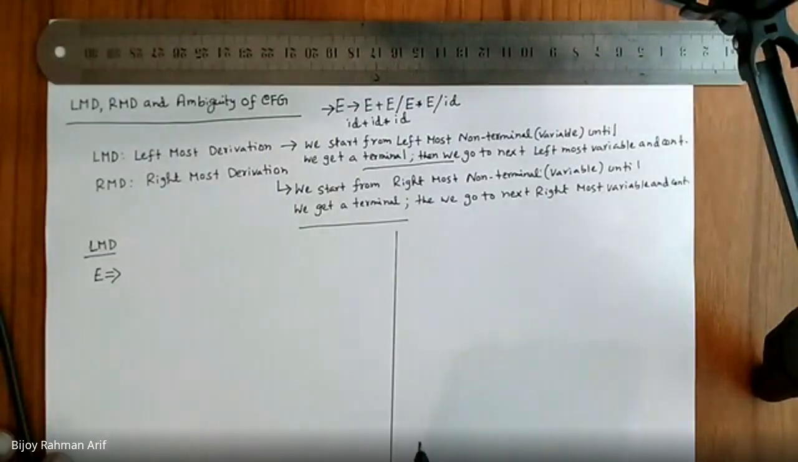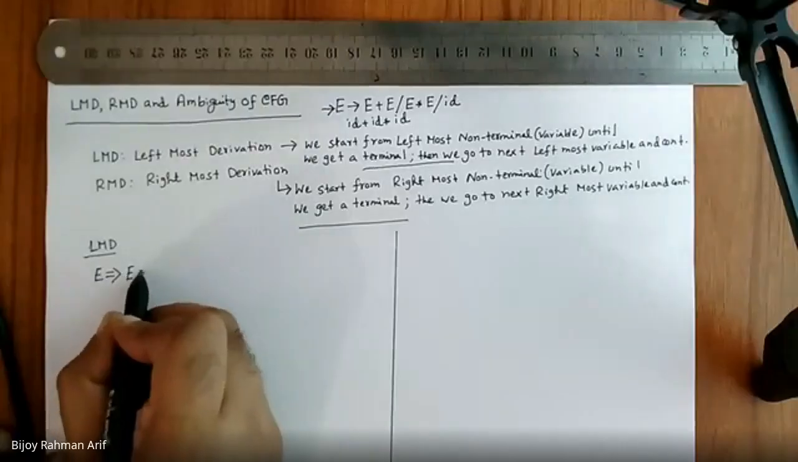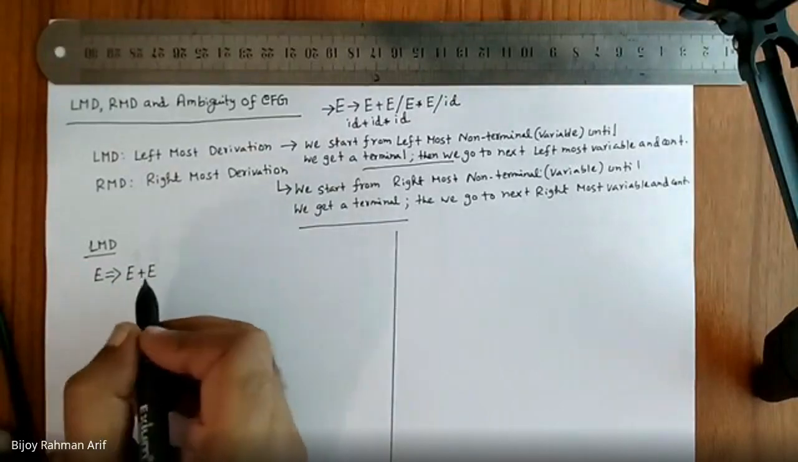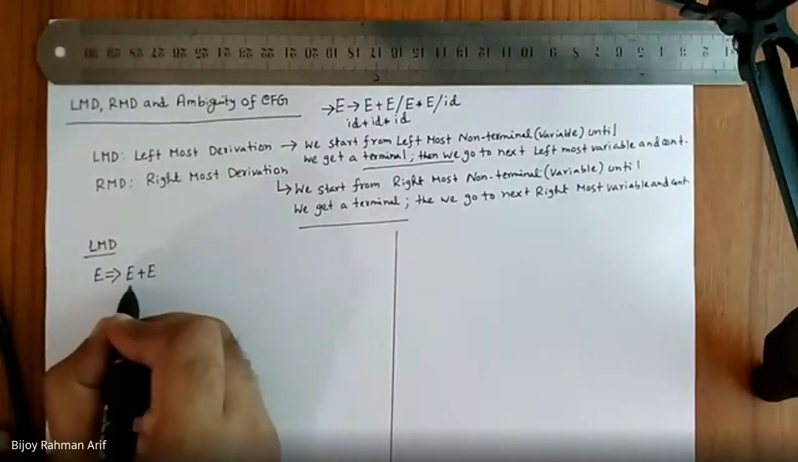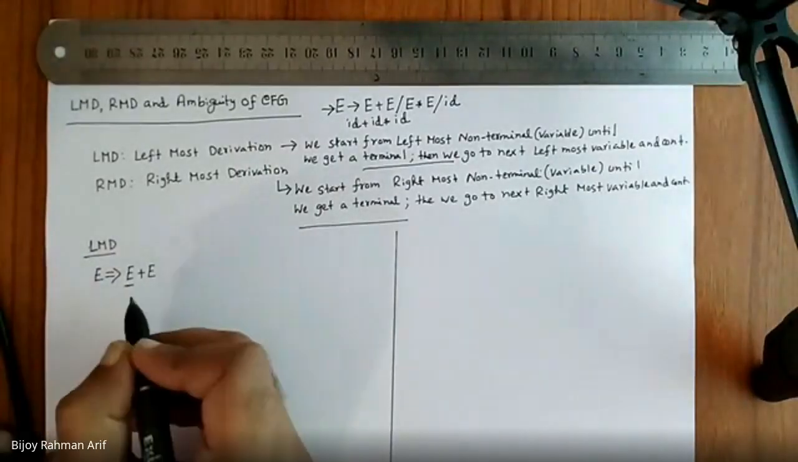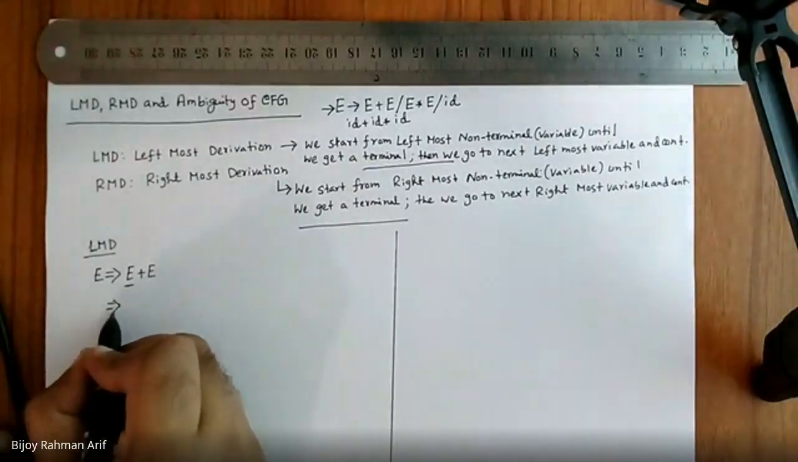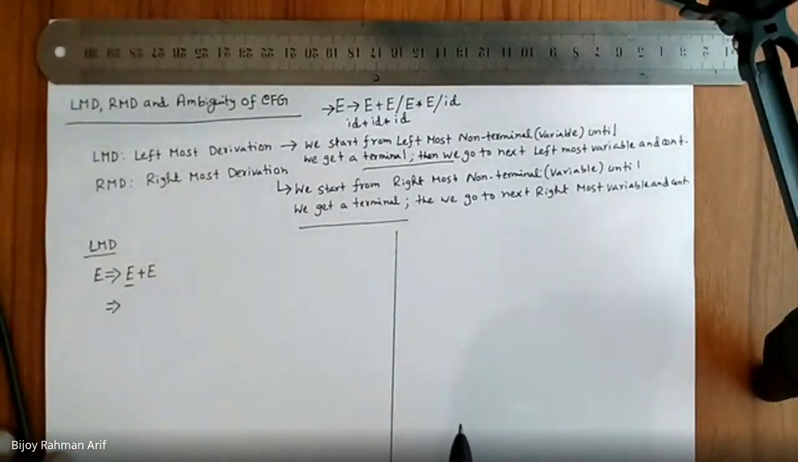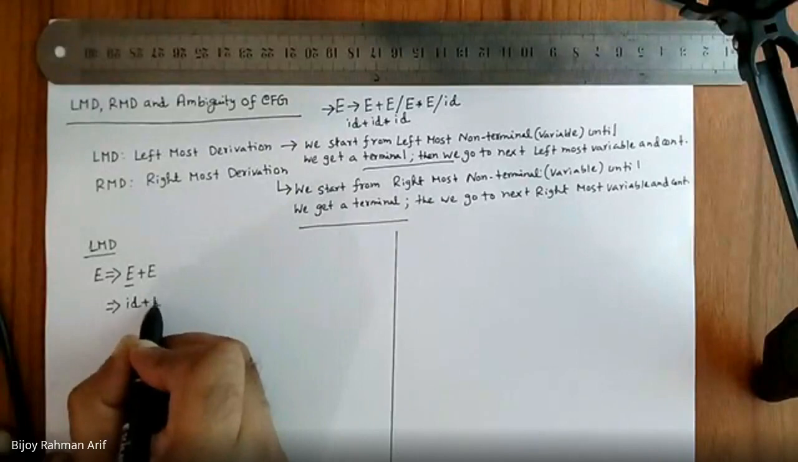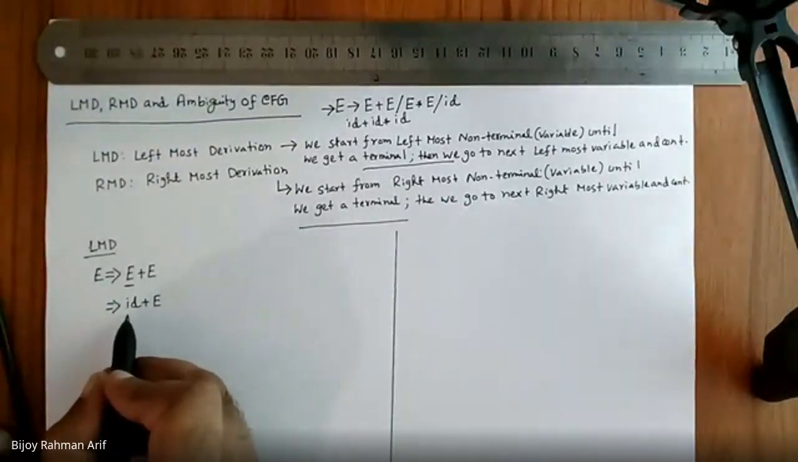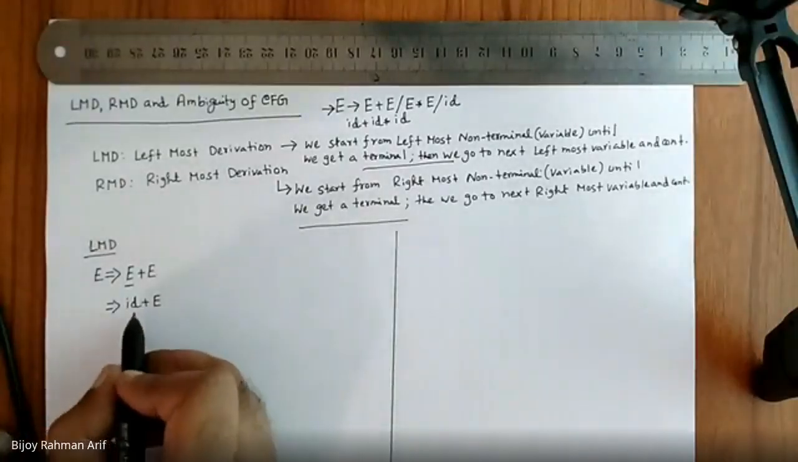So E derives E plus E. Then which E should I take, the right one or the left one? The left one, as the leftmost term is a variable, so I have to start from here. So what should I put here? E derives ID, giving ID plus E. Now the leftmost term becomes a terminal. I cannot replace it anymore, then I go to the next one.